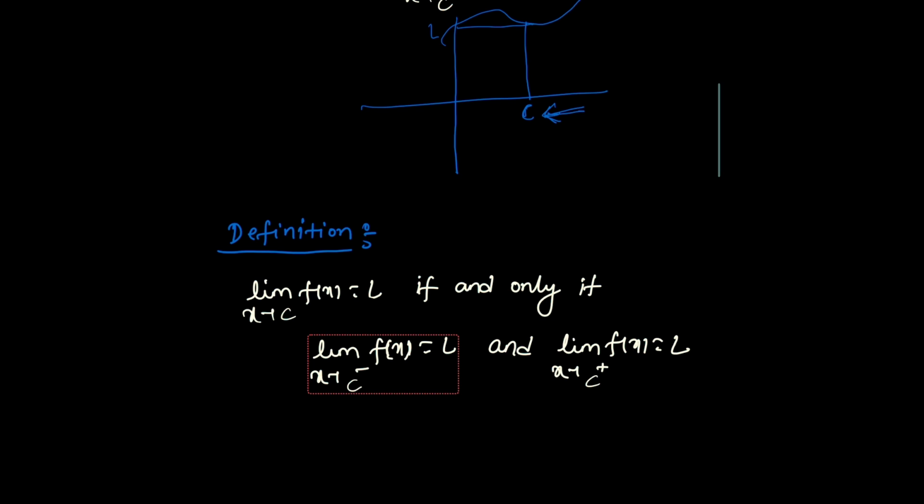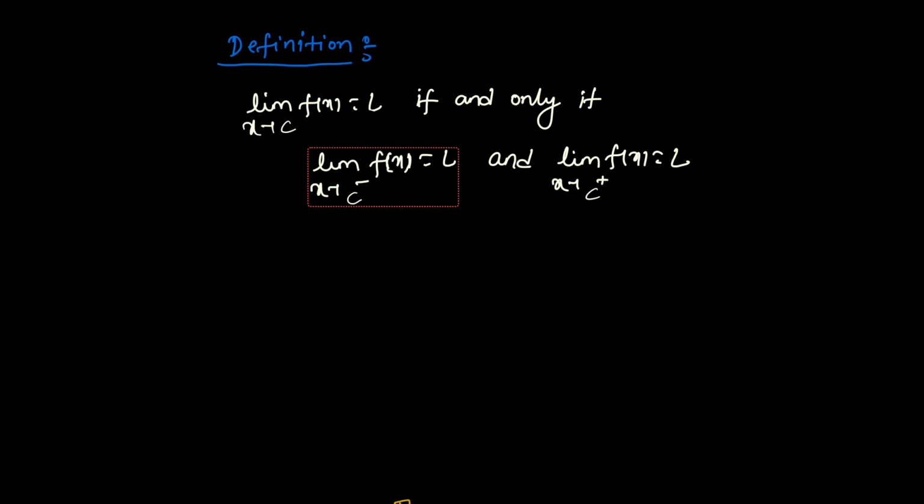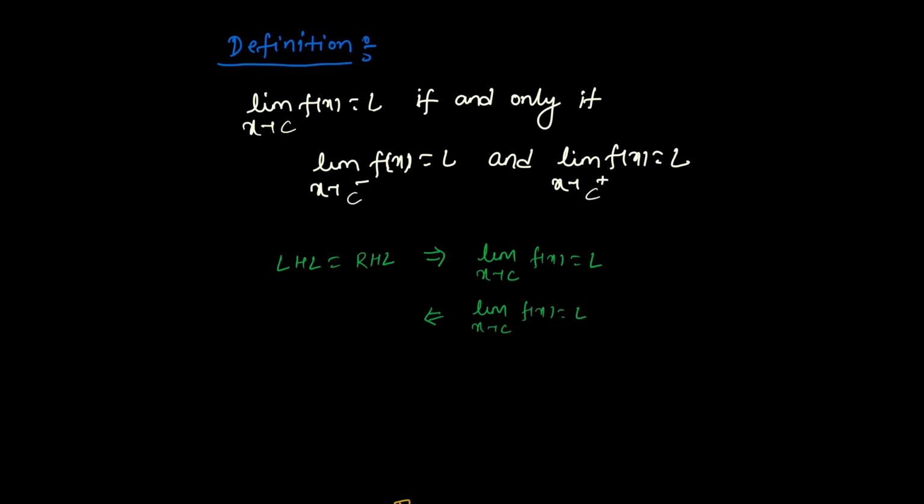Now the next definition is that the limit as x tends to c of f(x) equals L if and only if the limit as x tends to c minus of f(x) equals L and the right-hand side limit equals L. This basically means that our LHL and RHL are both equal at the point x equal to c. Then we can say that the limit as x tends to c of f(x) equals L. Conversely, given that the limit as x tends to c of f(x) equals L, we can also say that LHL and RHL are both equal when x approaches c.